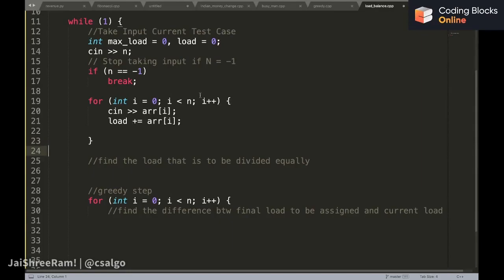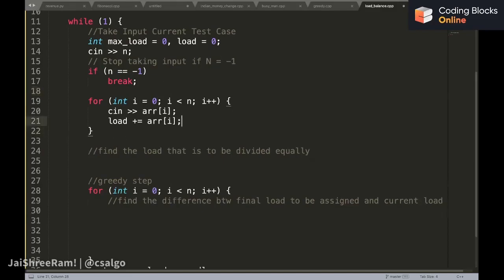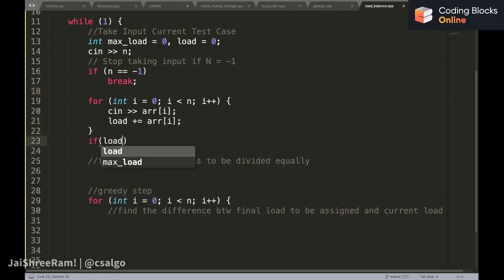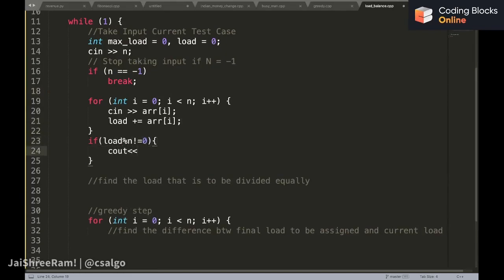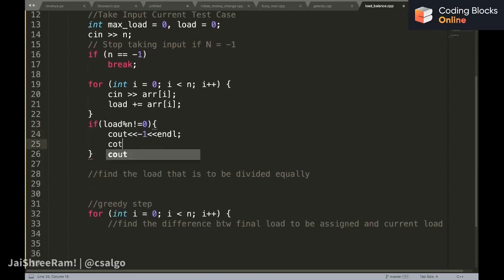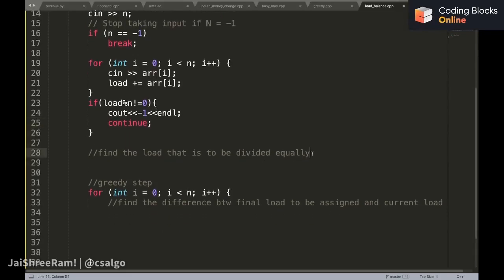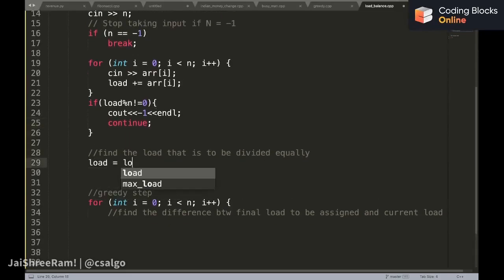What I'm going to do here is check if load is not a multiple of n. If load mod n is not equal to 0, then I know it's not possible to divide the load, so I print -1 and I stop. Let's continue. Otherwise the load that has to be equally divided is nothing but load upon n.